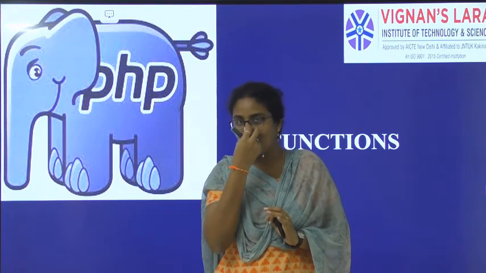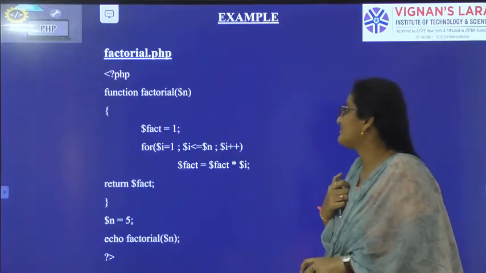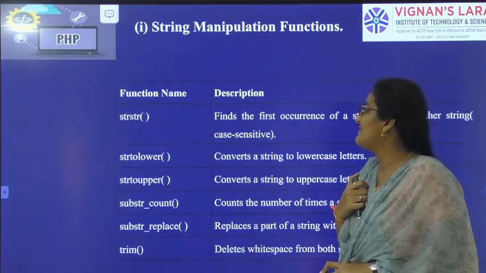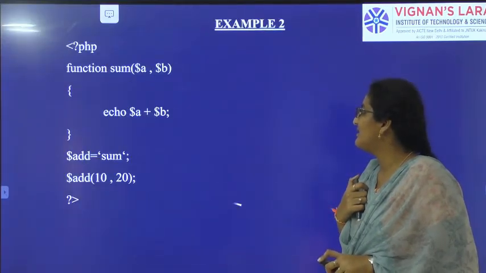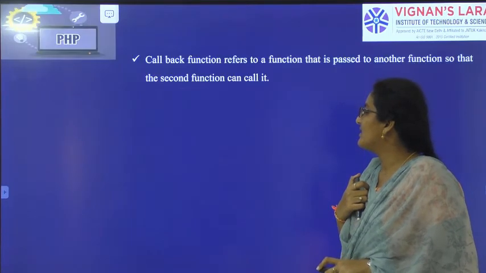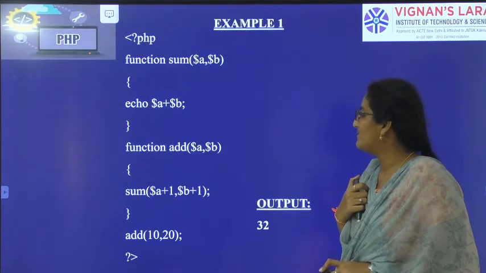So we have discussed about the functions. We have one more topic in unit 4. If we discuss the last topic of unit 4, unit 4 will be completed. So functions, different types of functions, examples, and in the final example, what is the callback function, what is the variable function, and what is the user defined function in the same example.